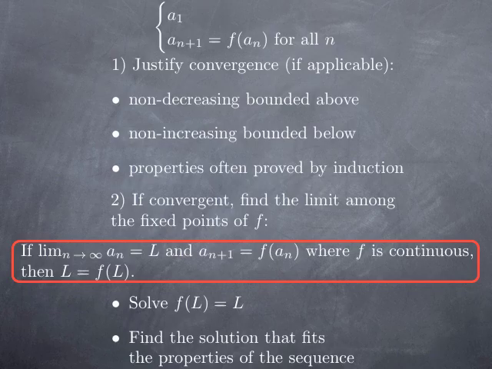and then you may have to decide which solution fits the property of the sequence, as we have seen in the previous example. Now, to justify convergence, we'll see that sometimes things are a little bit more complicated than seeing that the sequence is non-decreasing and bounded above or non-increasing and bounded below.